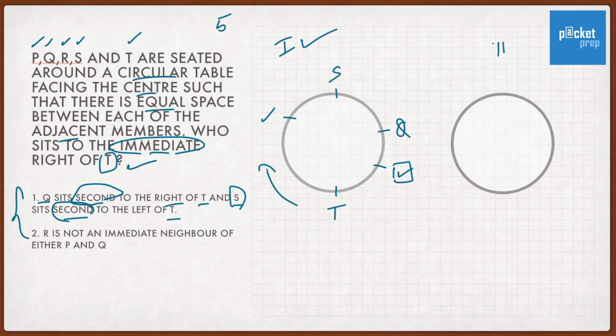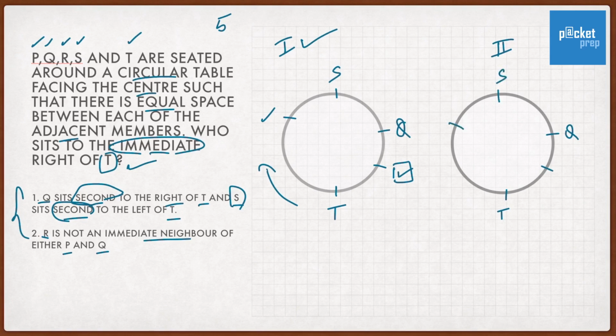Now then, let's find out information in statement 2. R is not an immediate neighbor of either P and Q. Let's assume T is sitting here. We don't know who is sitting immediate right to T. Q is here. S is here.